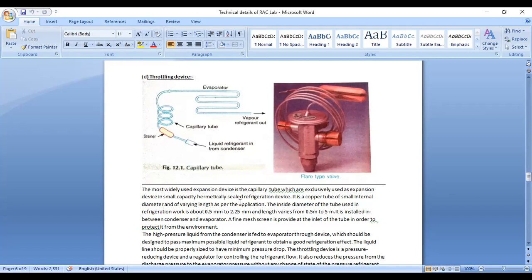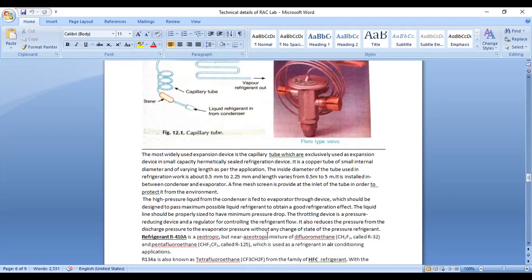A fine mesh screen is provided at the inlet of the tube in order to protect it from the environment. Hence, there is a screen through which the liquid refrigerant comes inside the throttling valve, thus preventing any dirt from coming inside the throttling valve and choking it. The high pressure liquid from the condenser is fed to the evaporator through a device which shall be designed to pass the maximum possible liquid refrigerant to give a good refrigeration effect.